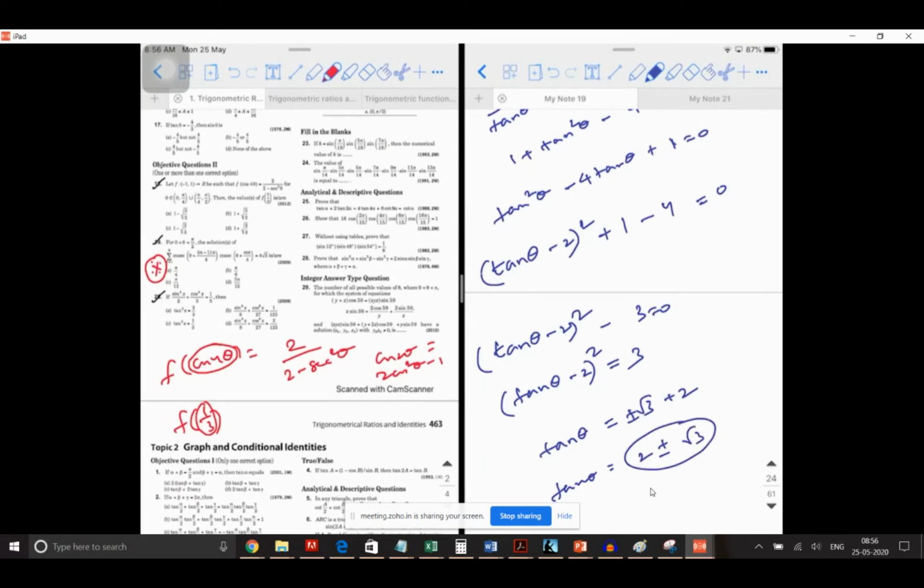You need to check what value this is. So what are the options that are there? I think this is 5 by 12, and 5 by 12 I think we'll get. So I think these two are the answer. I'll check and I'll message you. Okay.